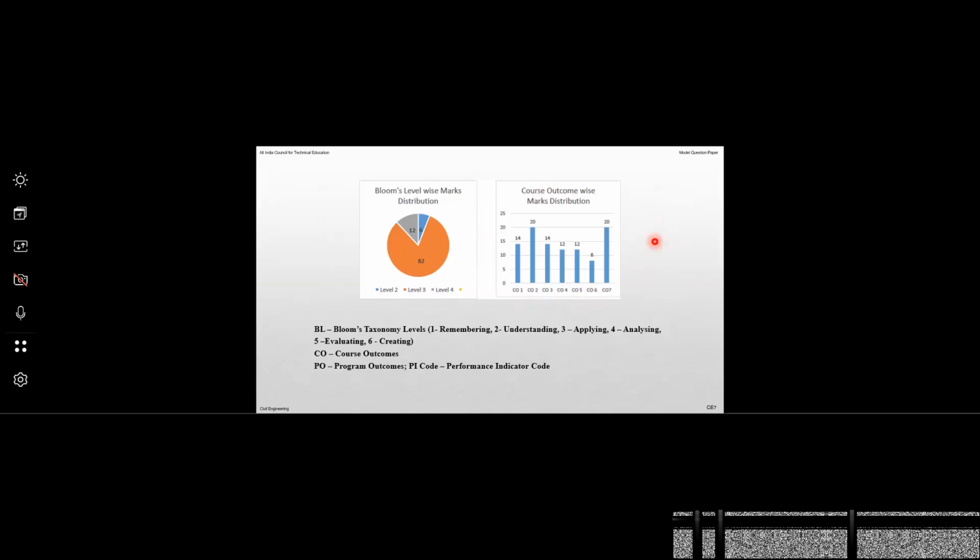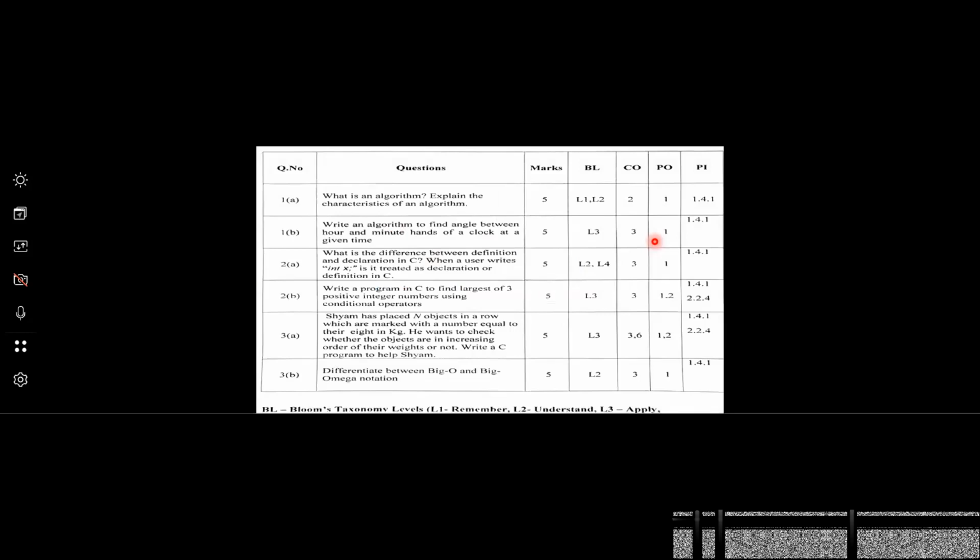Next slide, please. Yes, this is the case study that I wanted to show you. We have seen 1A, what is an algorithm? Explain the characteristics of an algorithm. This carries 5 marks. See, this particular question belongs to, as per the teacher, level 1 and also level 2. And the course outcome is 2 and program outcome is 1.